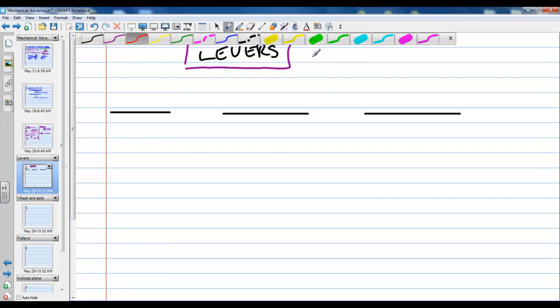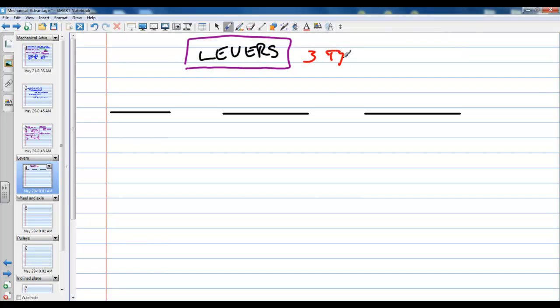Okay, so I'm going to mark down that there are 3 types, and those 3 types are first, second, and third class. Now this doesn't have anything to do with the quality that they are. There's just the 3 types: first class lever, second class lever, and third class lever.